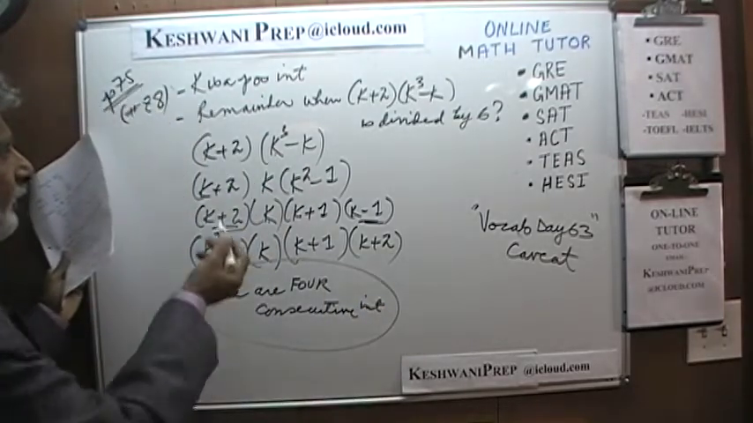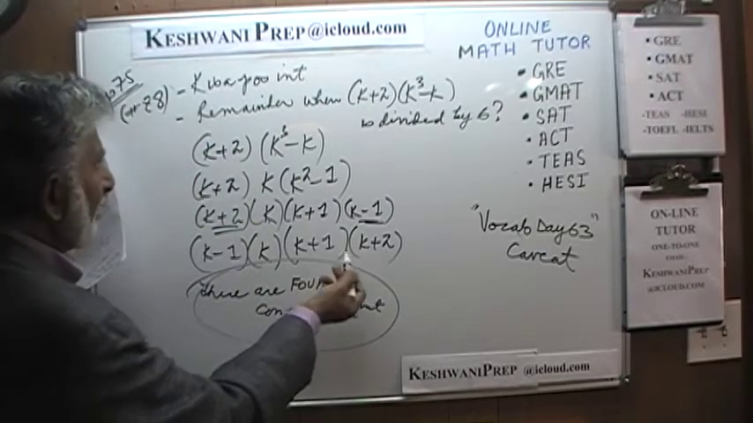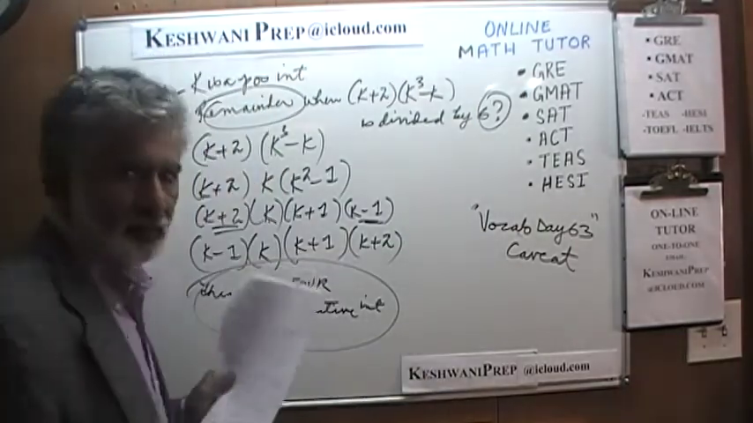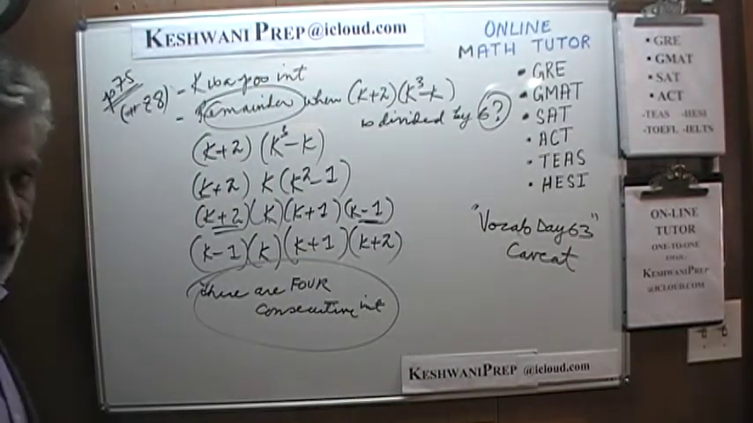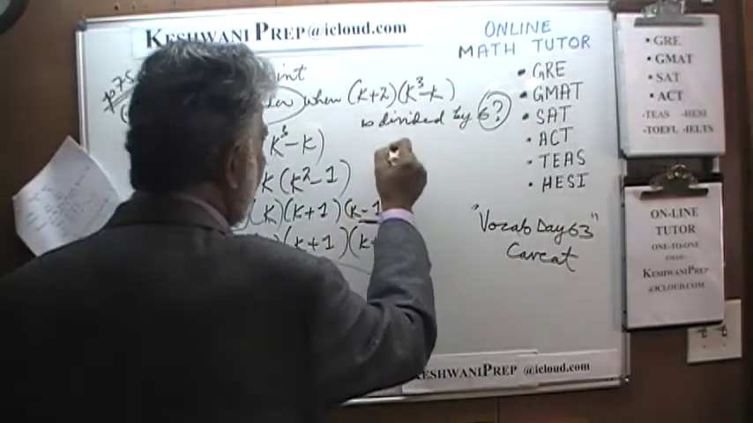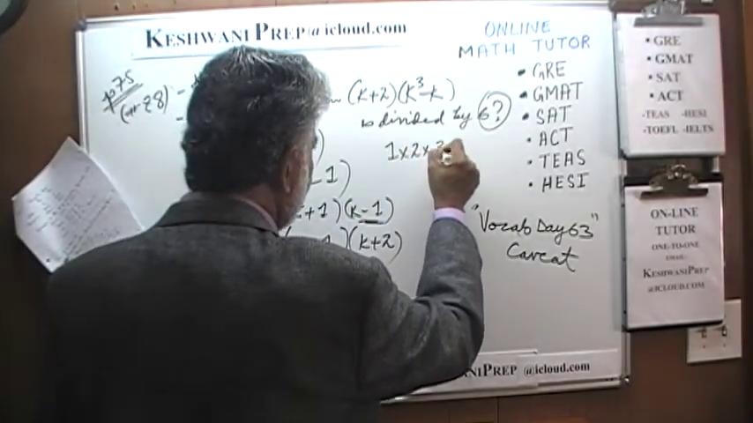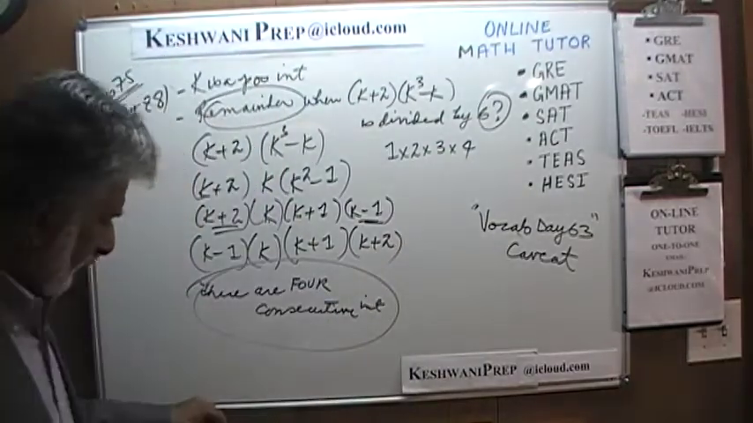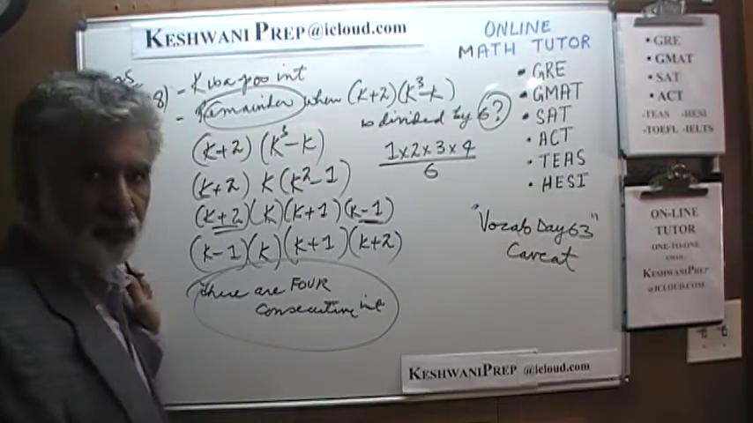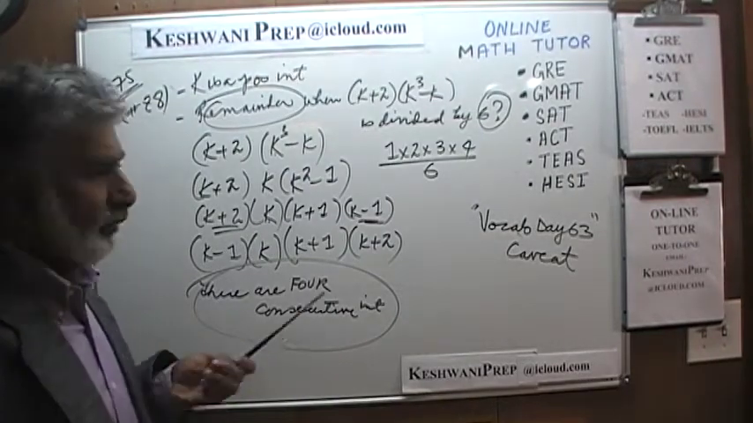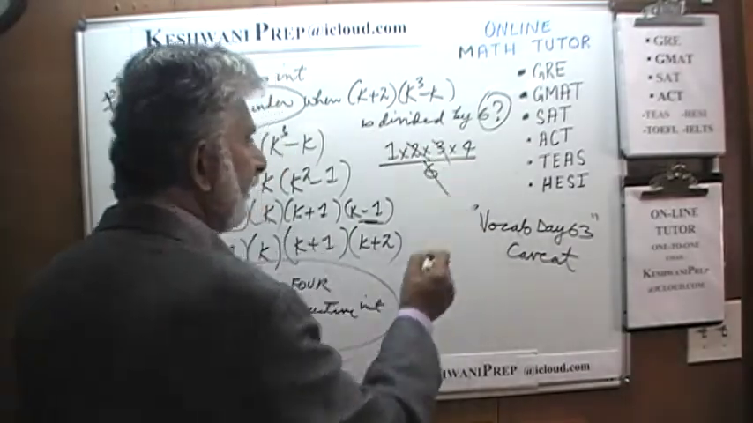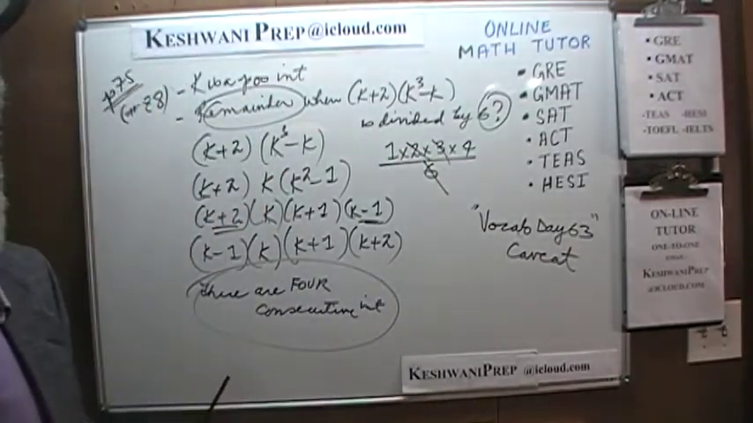And the question is, what's the remainder when we divide this quantity by 6? Let's find out, shall we? Let's make up 4 consecutive integers. It doesn't matter what you make up. For example, 1 times 2 times 3 times 4. If we were to divide this quantity by 6, what's going to be the remainder? The remainder is going to be 0. We already have 2 times 3 here. That's exactly 6. It goes evenly. There is absolutely no remainder.